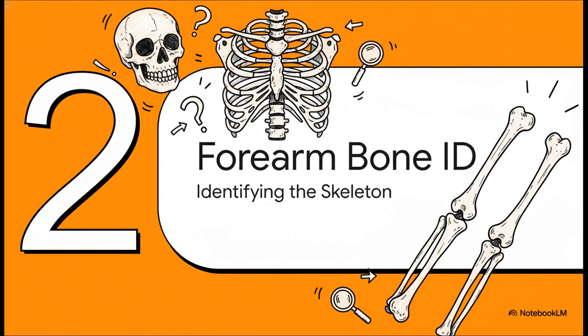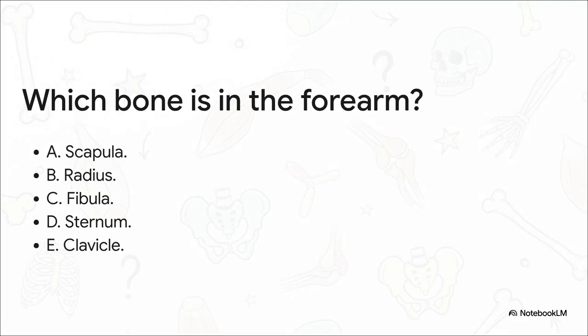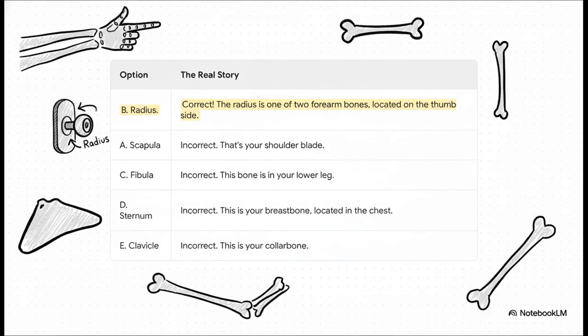Now, let's talk about form. Time to get down to the bare bones. Literally. Let's see if you can ID a specific bone. So picture a skeleton. Which one of these bones do you find in the forearm? Is it the scapula, the radius, the fibula, the sternum, or the clavicle? The answer is B, the radius.